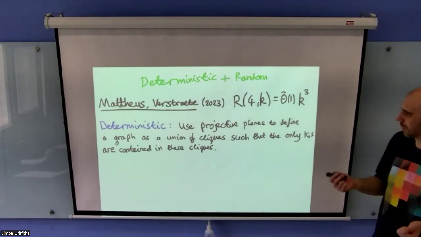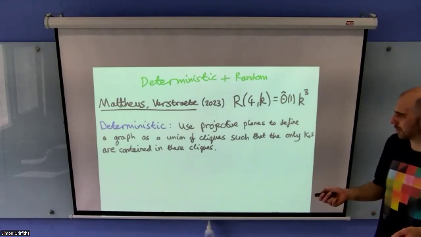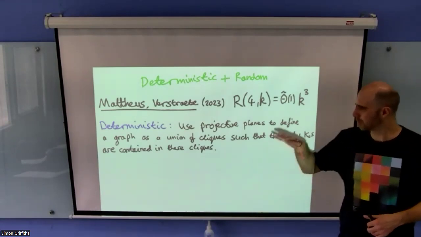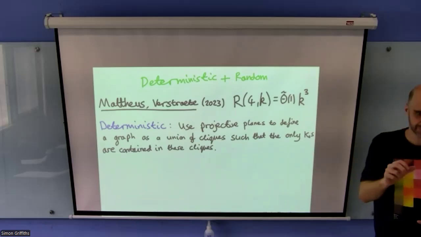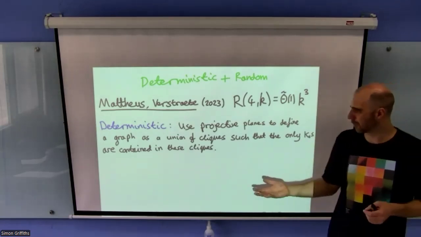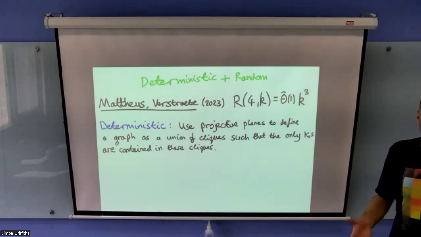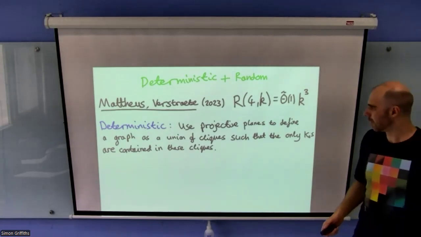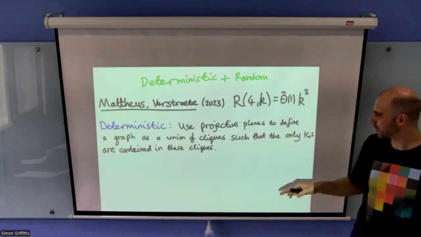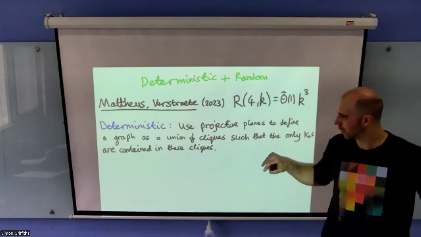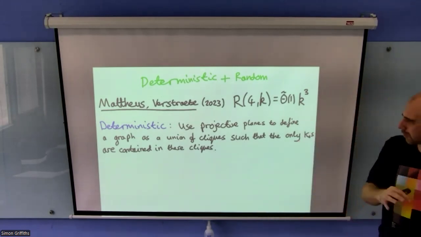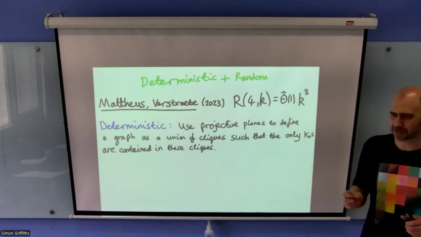So they use something deterministic, which is use projective planes to define a certain graph. That graph is a union of cliques that have a particular significance from the point of view of the projective plane. And I think maybe another algebraic structure that they have related to that projective plane. And by doing so, they can have a graph which is a union of cliques, but in such a way that the only K4s in this graph are contained in those cliques.